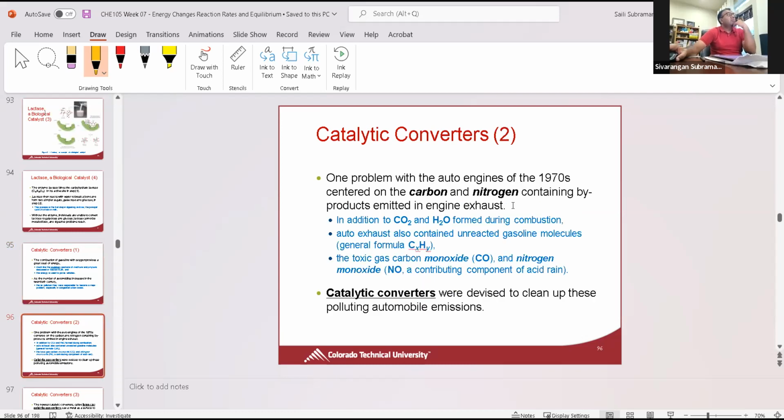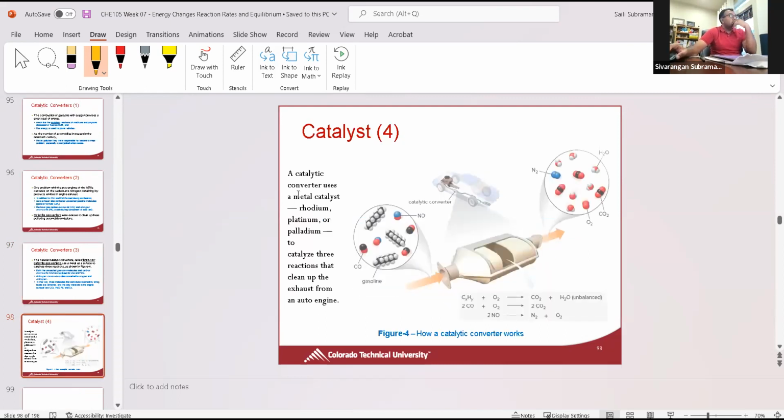Then let's look at one more example. We talked about catalytic converters. The word catalytic means it has a catalyst. Usually the catalytic converter has a metal catalyst, in this case rhodium, platinum, or palladium. Those are the three catalysts which make this reaction happen, taking a CxHy in the general form plus oxygen and converting it into carbon dioxide and water vapor.